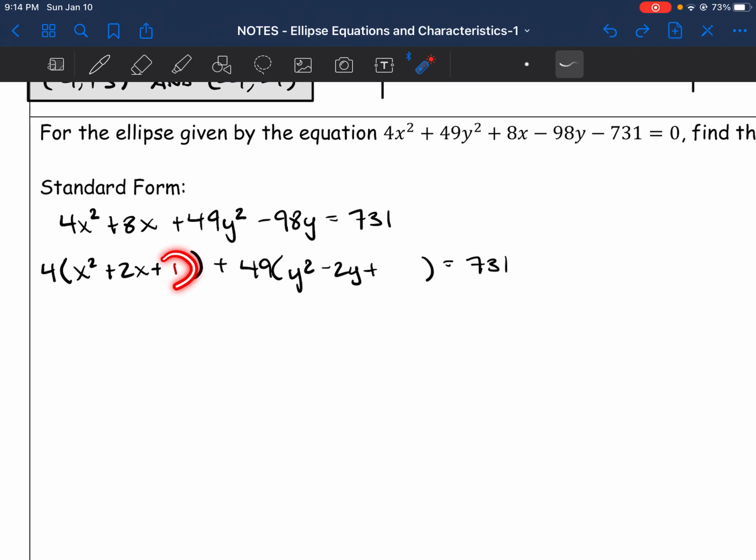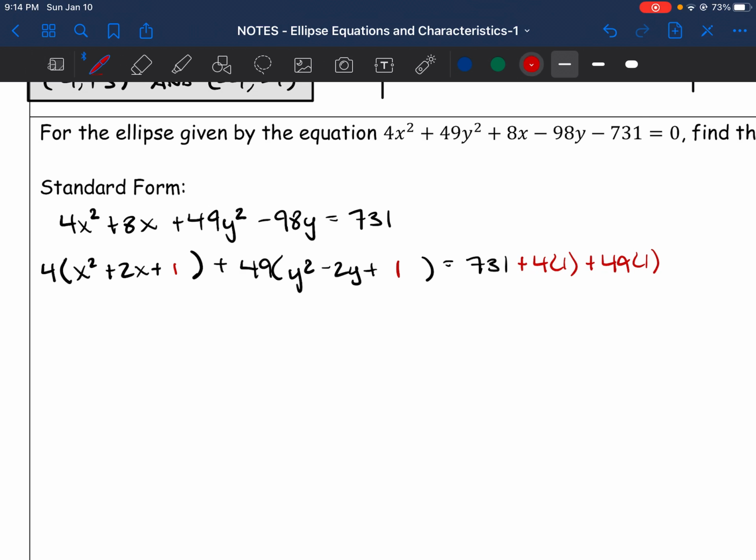Now, we can't just have this on the left side and not compensate for it on the right side. So since 1 is being multiplied by this 4 here, on the right side, we're going to add 4 times 1. Now let's look at this constant piece that we're going to add in. We take half of negative 2, which is negative 1. Negative 1 times itself gives us a positive 1. And when we go to compensate for it on the right side, this positive 1 is being multiplied by the 49 on the outside. So we're going to be adding 49 times 1.